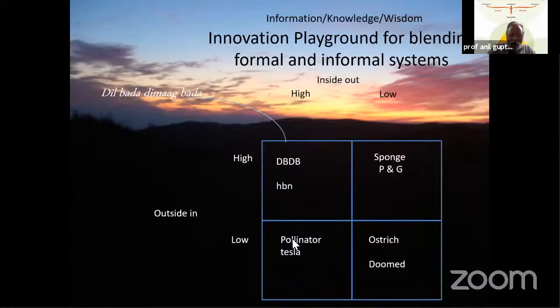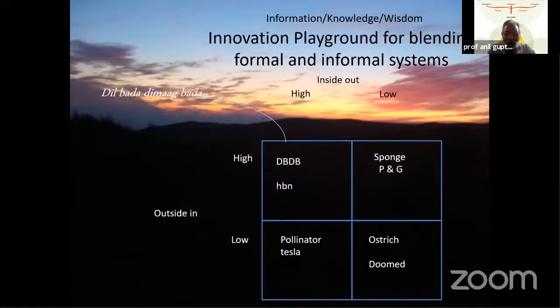So both are low, as you can see in this segment. Low inside out, that means I'm sharing less. Low outside in, that is I'm learning less. That is an ostrich kind of behavior. Such labs, such organizations, such institutions, such companies, such communities are doomed. There's no future for them. They'll become poorer, they will not be able to retain talent, and they will be denuded, they'll be deserted in some sense.